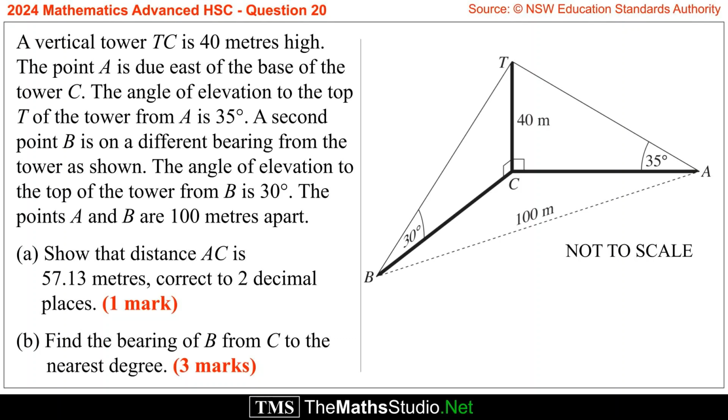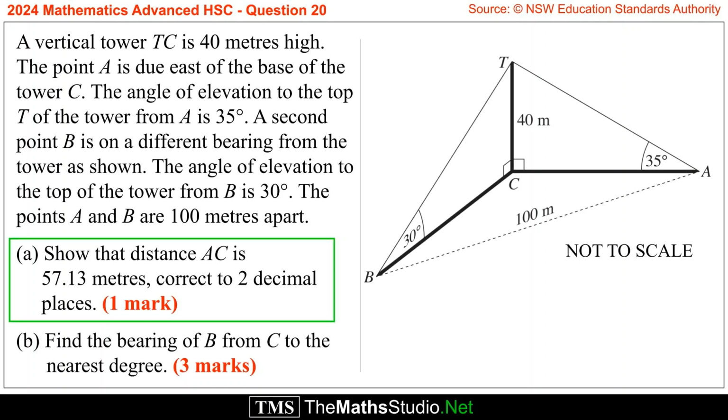Question 20. A vertical tower, TC, is 40 meters high. The point A is due east of the base of the tower, C. The angle of elevation to the top, T, of the tower from A is 35 degrees. A second point B is on a different bearing from the tower as shown. The angle of elevation to the top of the tower from B is 30 degrees. The points A and B are 100 meters apart.